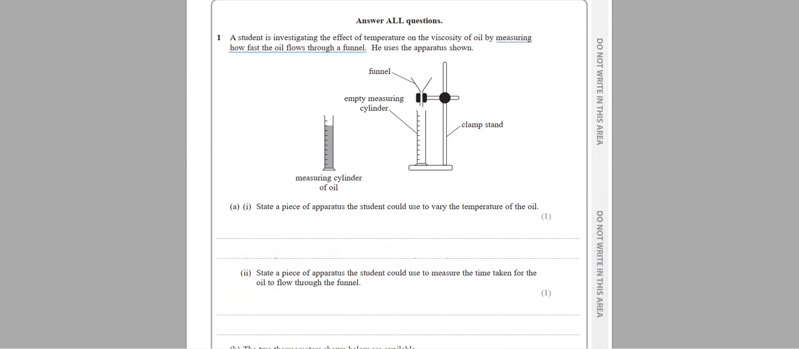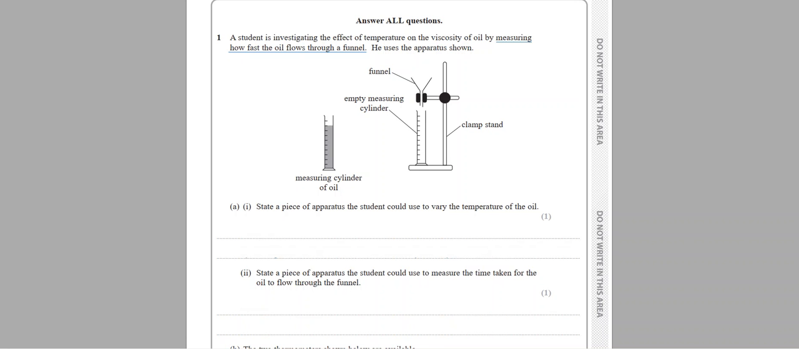Question says, a student is investigating the effect of temperature on the viscosity of oil by measuring how fast the oil flows through the funnel. He uses the apparatus shown. State a piece of apparatus the student could use to vary the temperature of the oil.